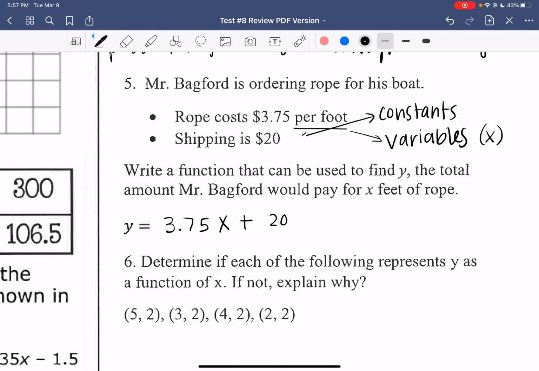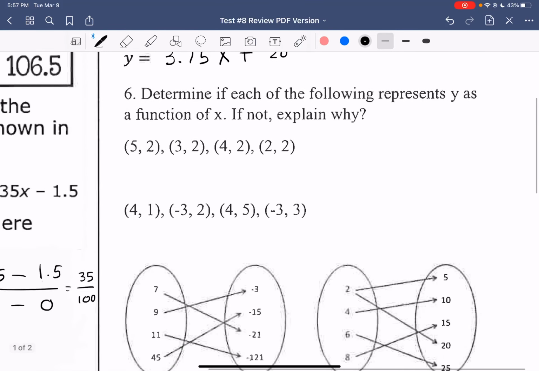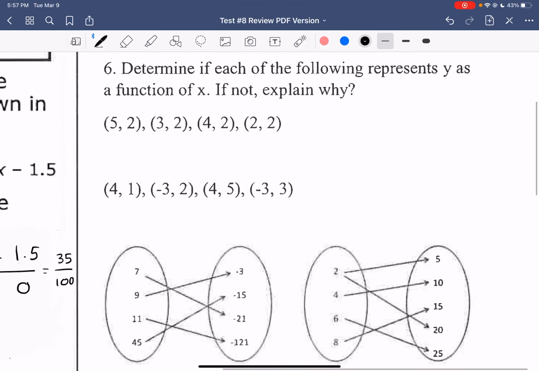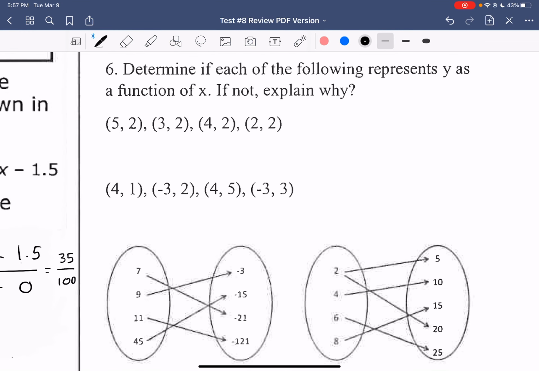All right. Number 6, determine if each of the following represents y as a function of x. If not, explain why. So this first one, we're going to be looking at our inputs. So we have inputs of 5, 3, 4, and 2. So all of our inputs are different, so we are in the clear for it being a function.